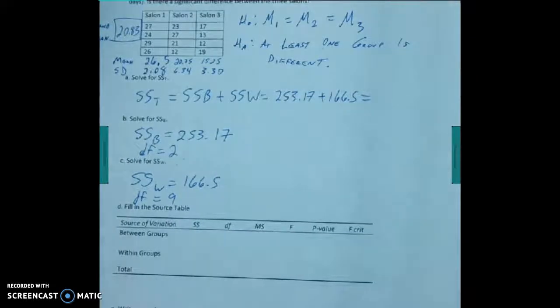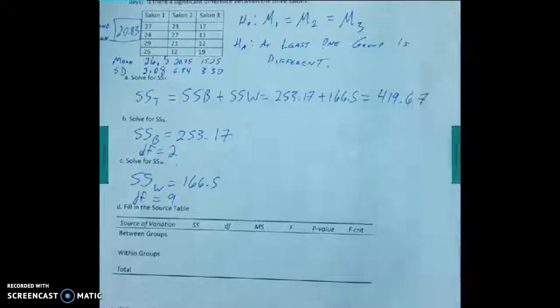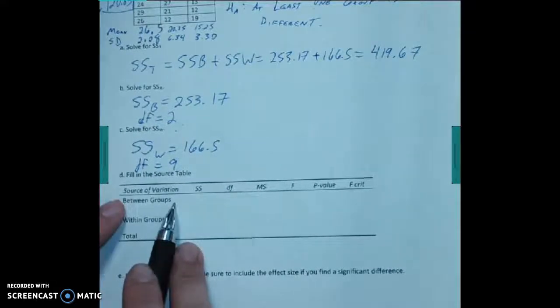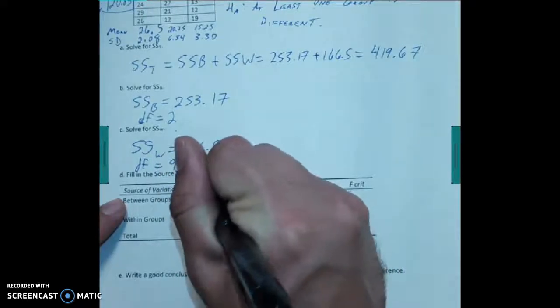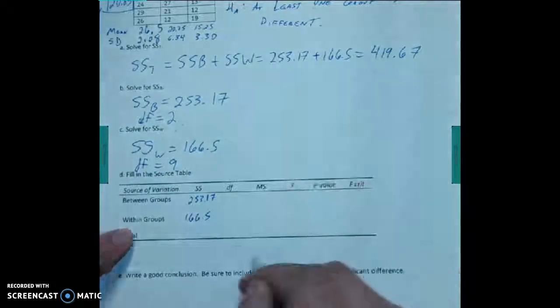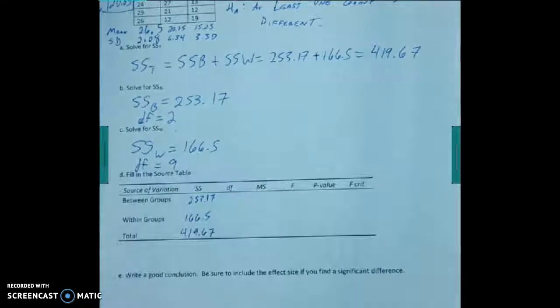So the total, 253.17 plus 166.5, is 419.67. With this information, I actually have enough to conduct the ANOVA test because I can use the source table now. The between groups sum of squares was 253.17. Within groups is 166.5, and the total, when you add them together, is 419.67.